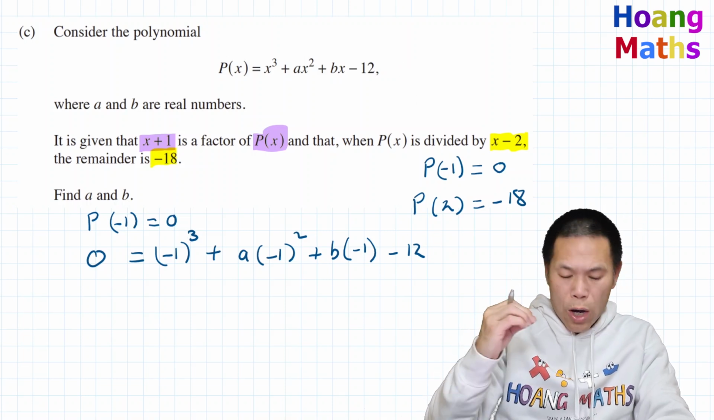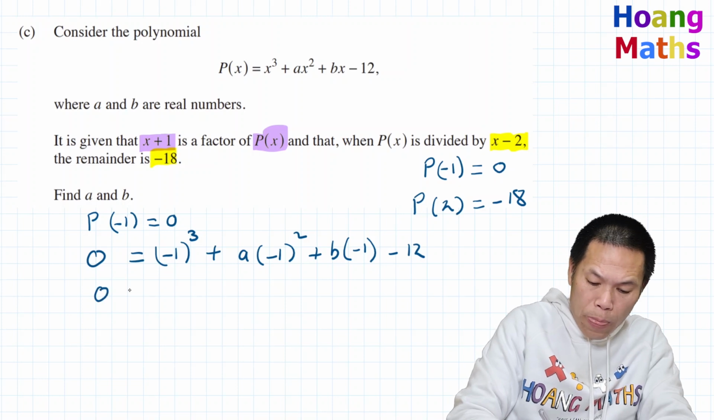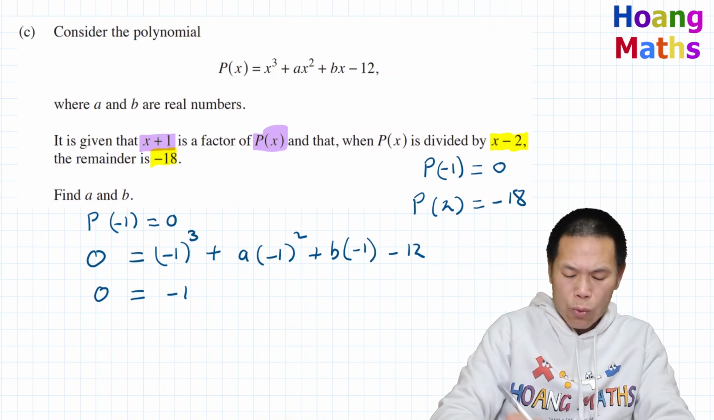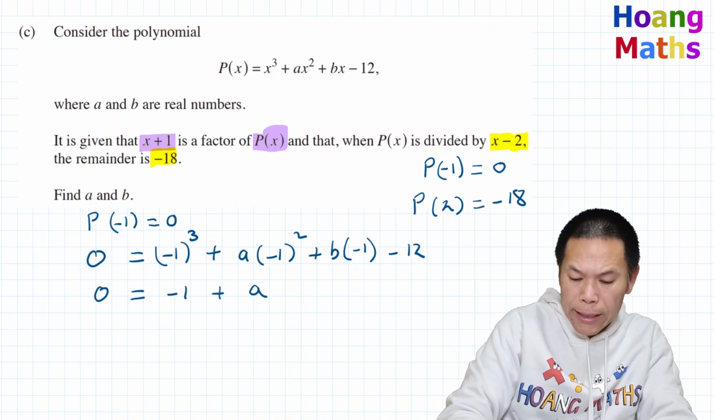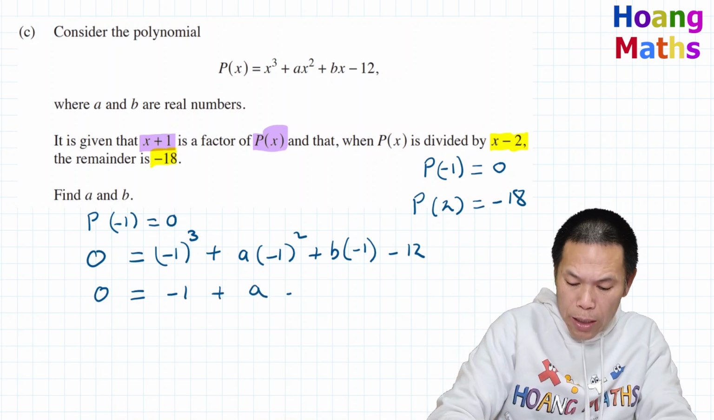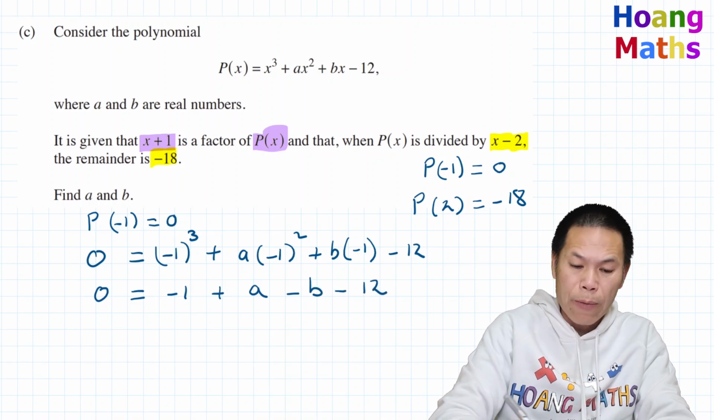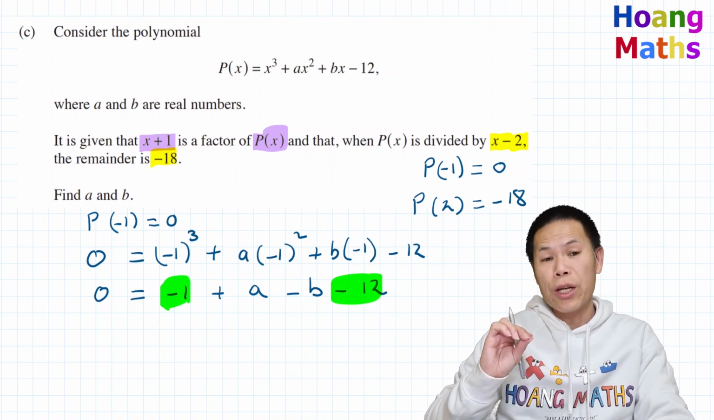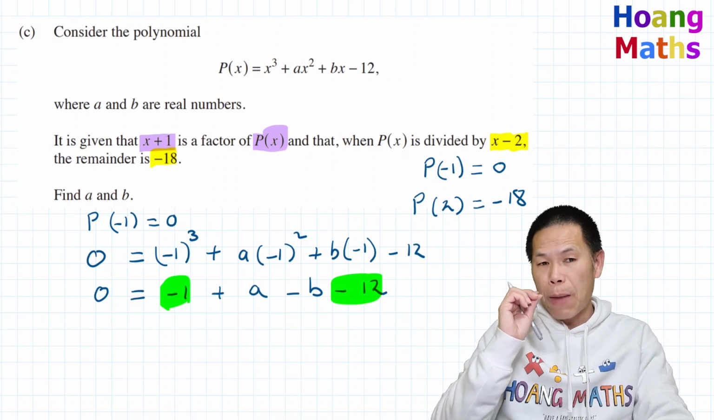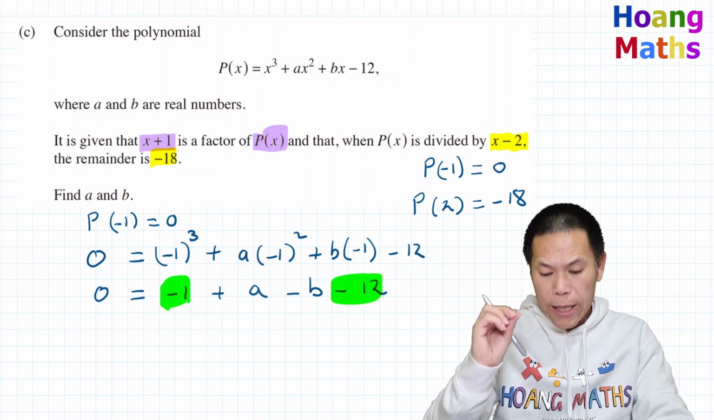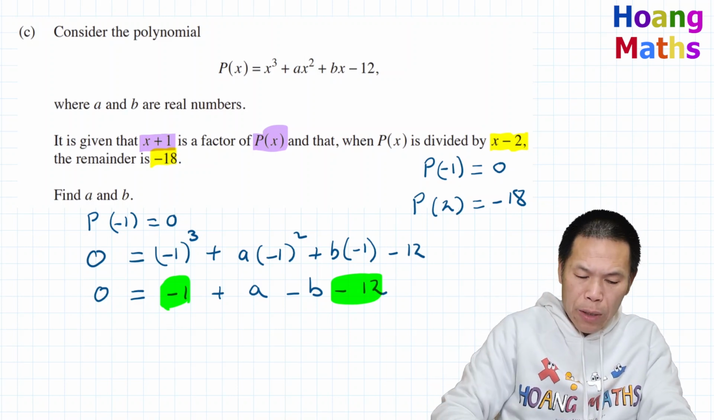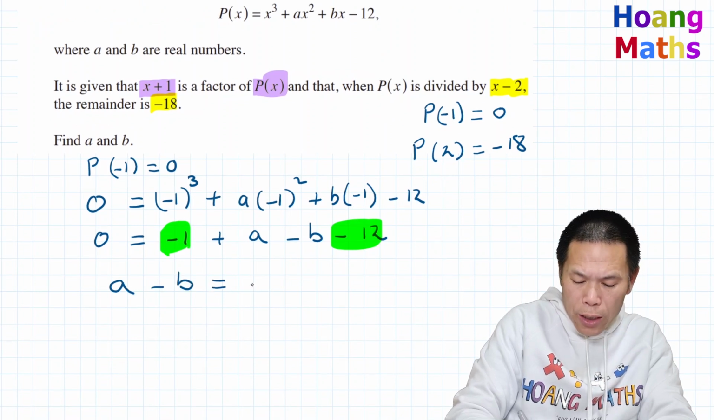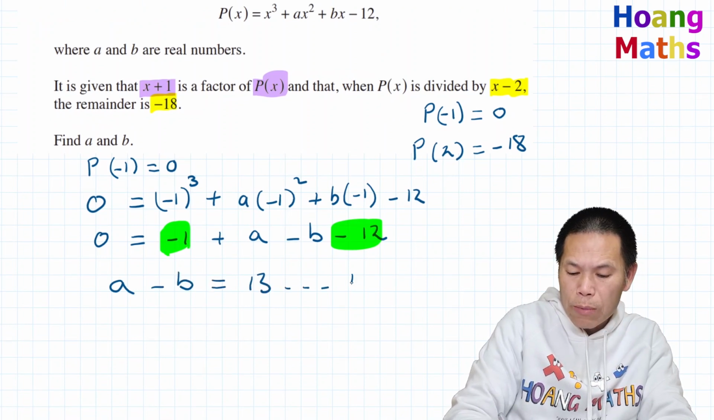Now let me work this out. 0 is equal to: (-1) to the power of 3 is -1, (-1) squared is 1, and 1 times a is a, and -1 times b gives me -b, and -12. These together give me -13. I move the -13 to this side, so 13 = a - b, or it can be written like this: a - b = 13. Let me name this equation number 1.